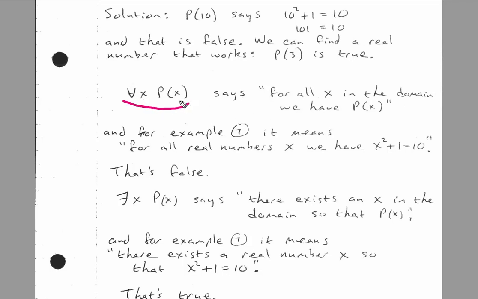So these quantifications make a new proposition. This whole thing is either true or false. In this case, it's saying something that's false.